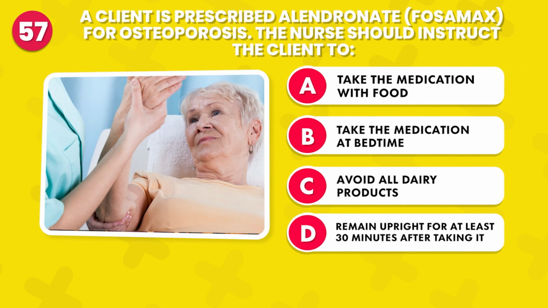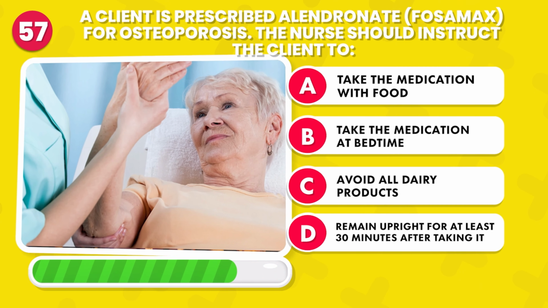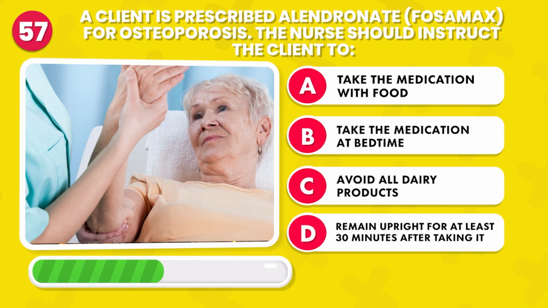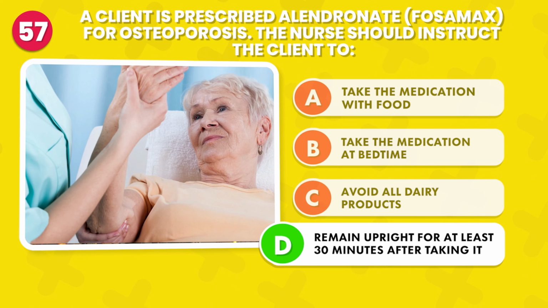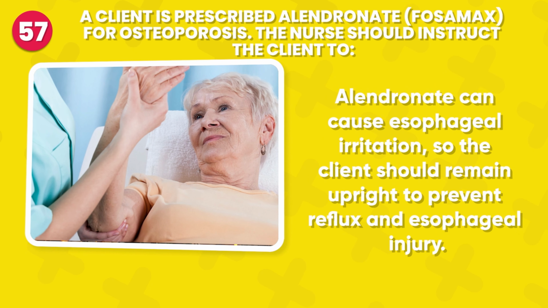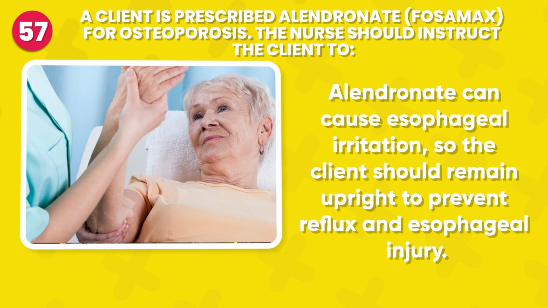A client is prescribed alendronate, Fosamax, for osteoporosis. The nurse should instruct the client to A. Take the medication with food. B. Take the medication at bedtime. C. Avoid all dairy products. D. Remain upright for at least 30 minutes after taking it. It's D. Alendronate can cause esophageal irritation, so the client should remain upright to prevent reflux and esophageal injury.